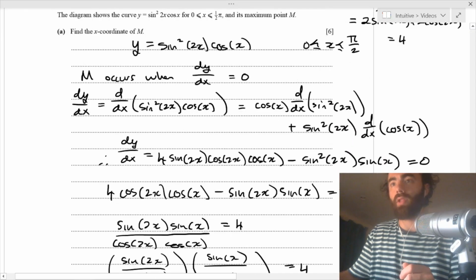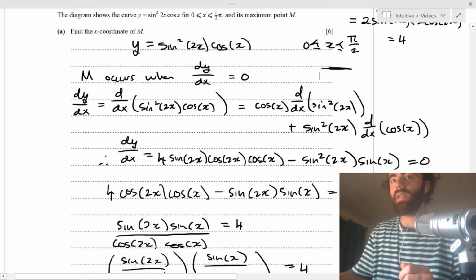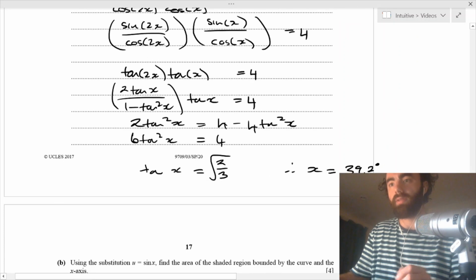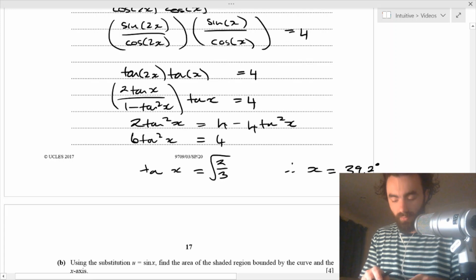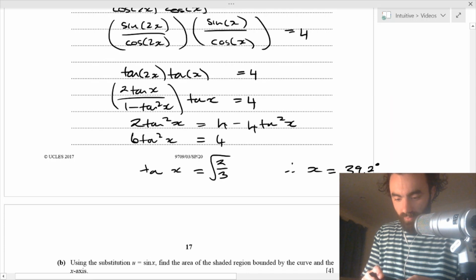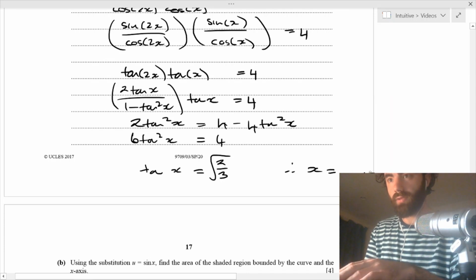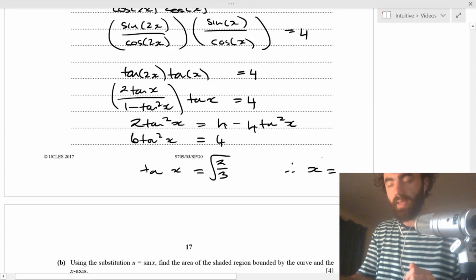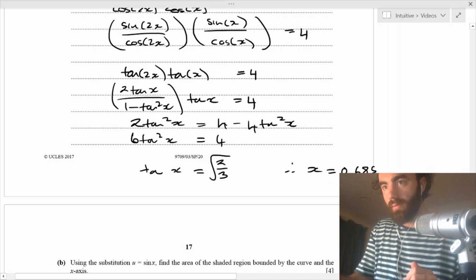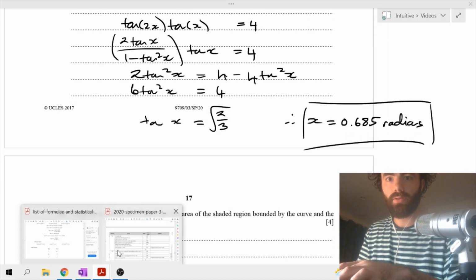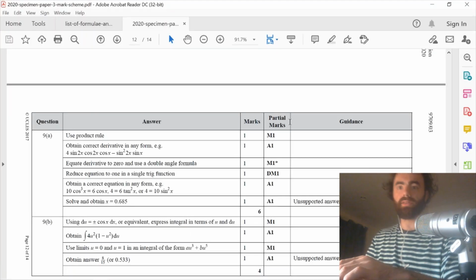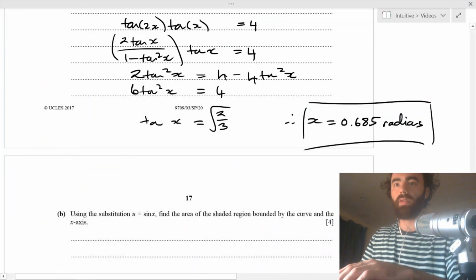You have to put the answer in radians because they give you the limits in radians, and everything else is in radians. So I'll change my calculator to radians. The square root of 2 divided by 3, shift tan, so in radians it's 0.685 radians. Which I think, yep, that's exactly what they got. Awesome. We got that right.